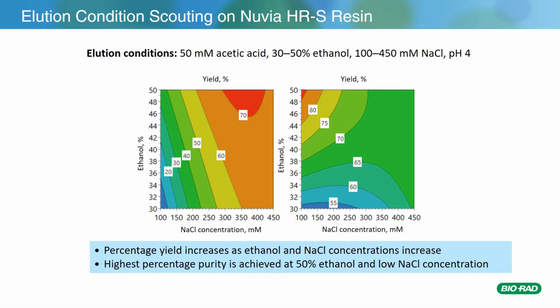And to find a balance between high yield and purity, further elution optimization and verification was done with Nuvia HRS in a column format.